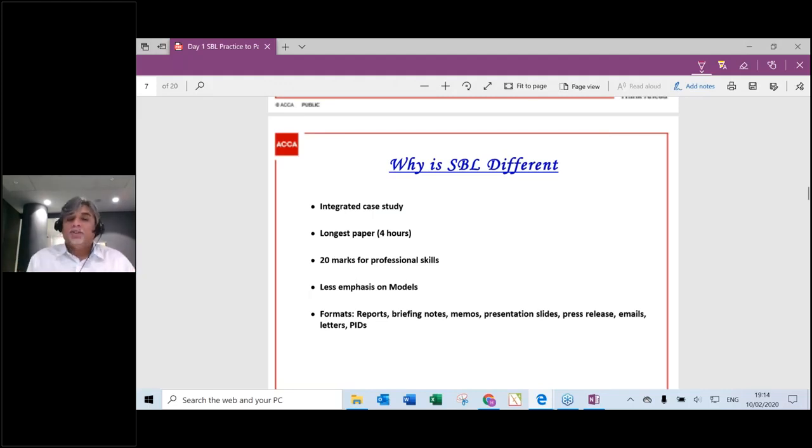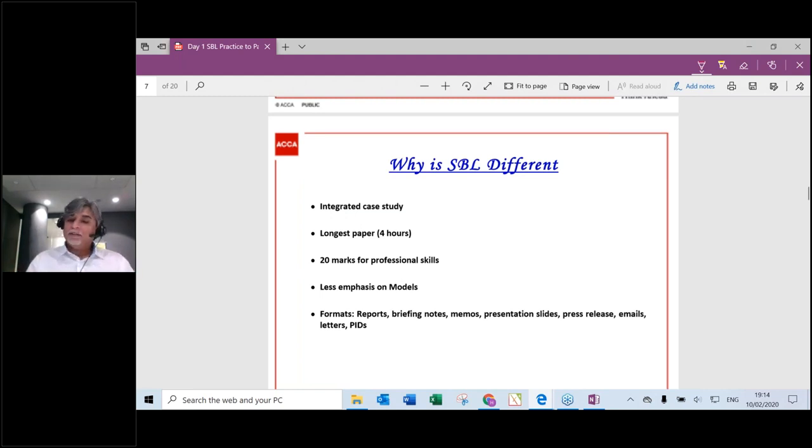The good thing about SBL is that the examiner has clearly defined that there are 5 professional skills, which are evaluation skill, analysis skill, which we will cover today, communication skill, commercial acumen skill, and skepticism skills. And they have clearly defined these skills, and I would definitely make sure that you guys pretty much understand how to grab these cash marks.